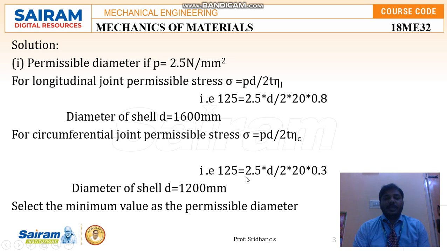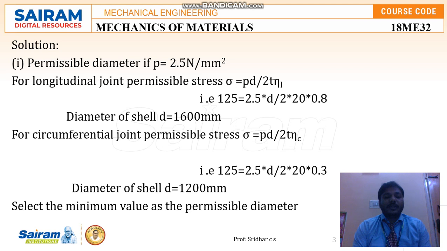Again, taking the d outside, 125 into 2 into 20 into 0.3, if I substitute and divide by this 125, then the diameter of the shell we got is 1200 mm. Now we have identified the permissible diameter for a longitudinal joint, and we have also identified the permissible diameter for a circumferential joint based on the given stress.